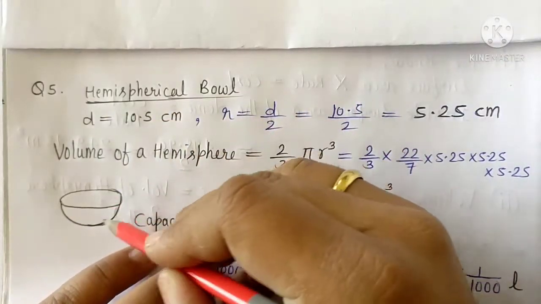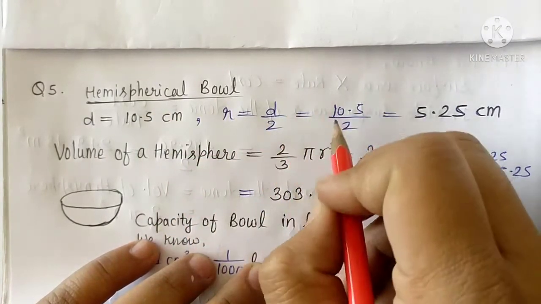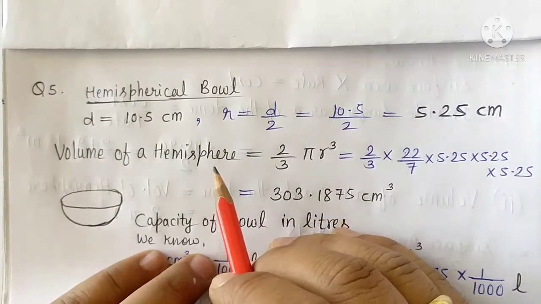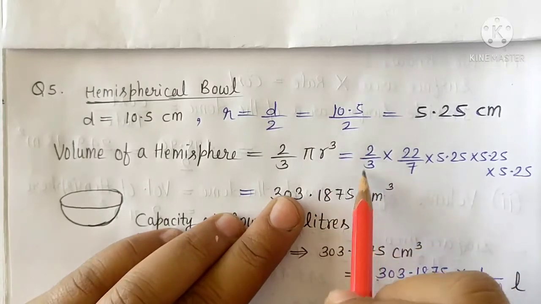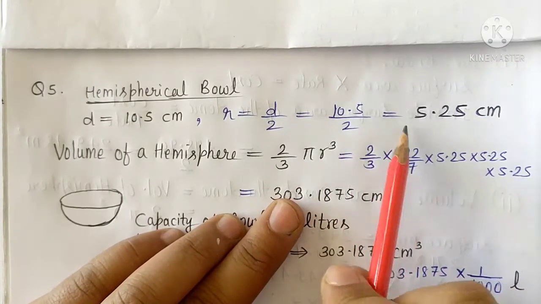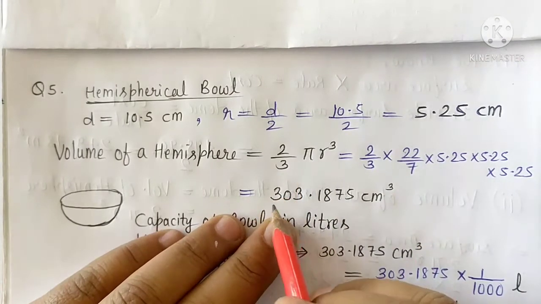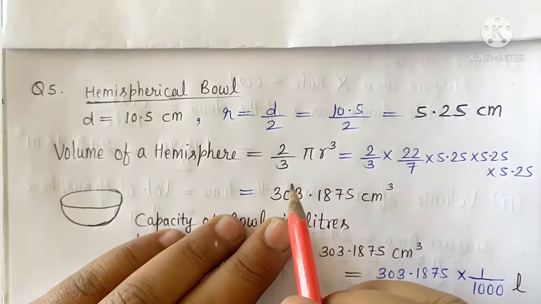We have drawn this hemispherical bowl here. The diameter is given as 10.5, so the radius is d upon 2, that is 10.5 upon 2, which comes 5.25 centimeter. Using the formula for the volume of a hemisphere, 2 upon 3 pi r cube, we put the values: 2 upon 3, pi as 22 upon 7, and r as 5.25 into 5.25 into 5.25. Then it comes 303.1875 centimeter cube. This is the volume of the hemisphere.